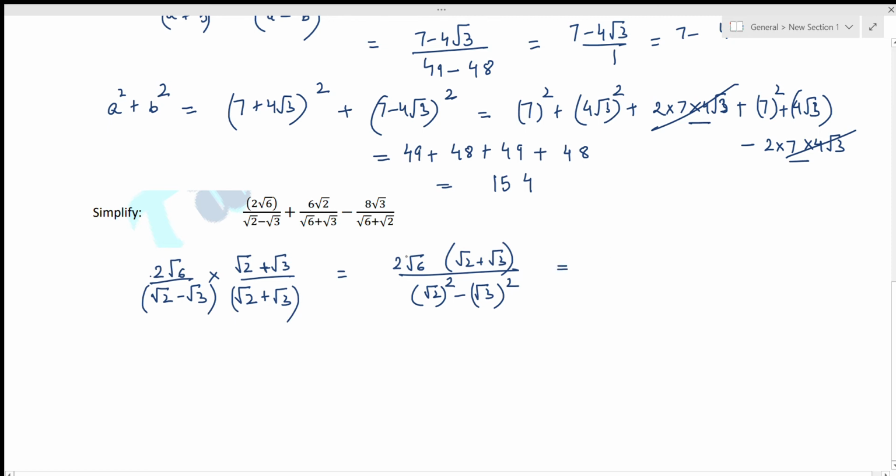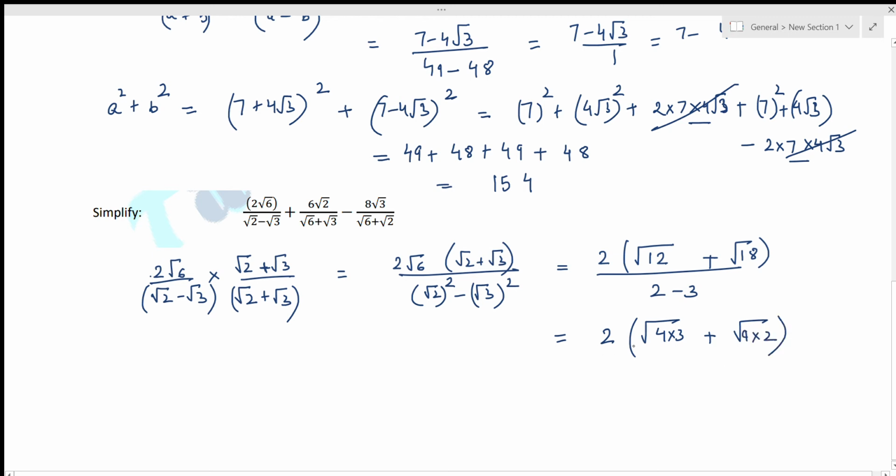Let's take root 6 inside, 2 I'll keep outside only. Root 6 inside will become root 2 into root 6, which is root 12, plus root 6 into root 3, which is root 18, over 2 minus 3, which will become minus 1. Root 12 you know is 4 into 3, and root 18 is 9 into 2. So this will become 2, root 4 is 2, 2 root 3 plus root 9 is 3, so 3 root 2 over minus 1.